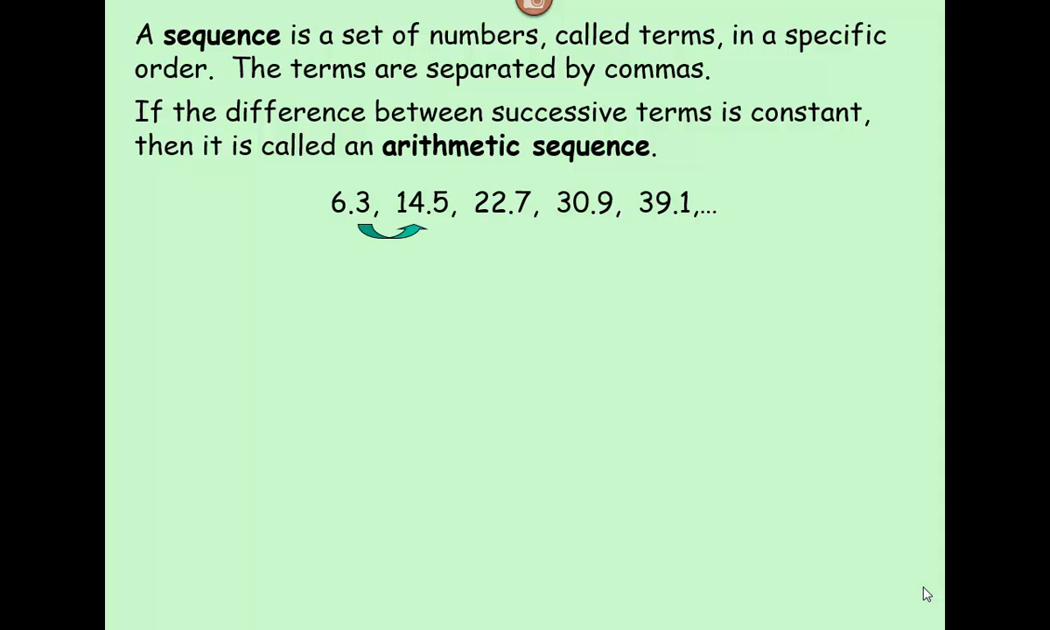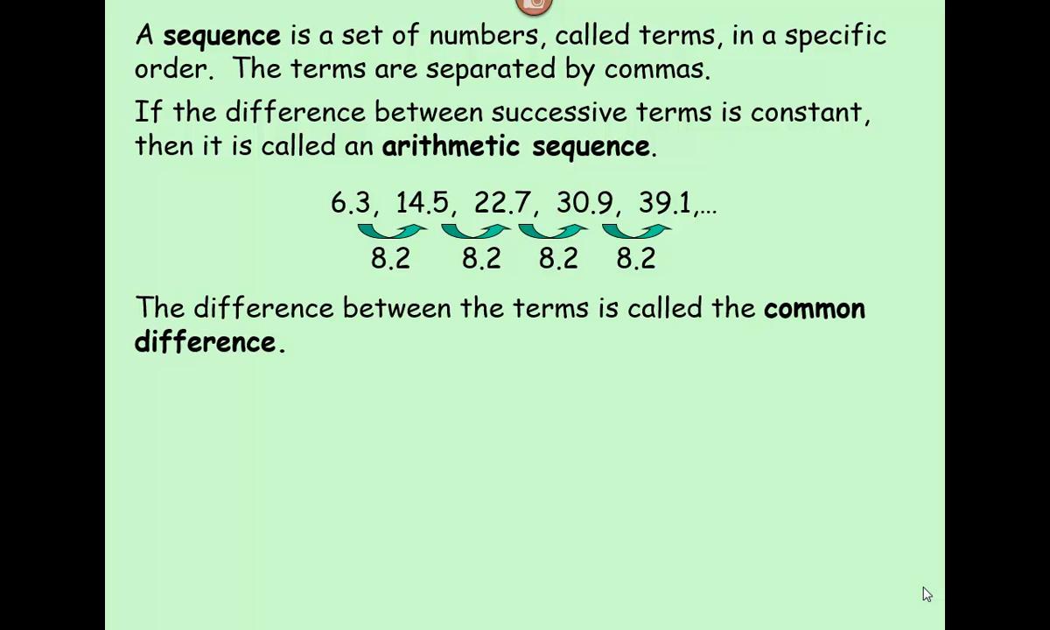Well, if we look at this, what do we mean by the difference between them being constant? If we look between the first two numbers, we see that they differ by 8.2. If we look at the next two, the same, and the same. Always 8.2. Because this is constant, we say that this is arithmetic. The 8.2 we call the common difference.